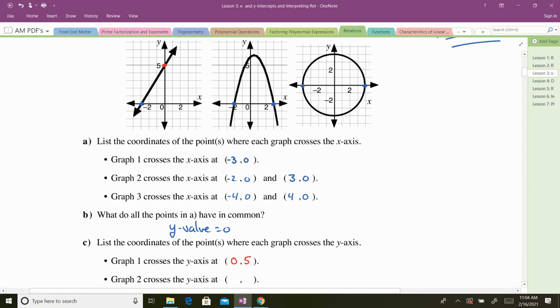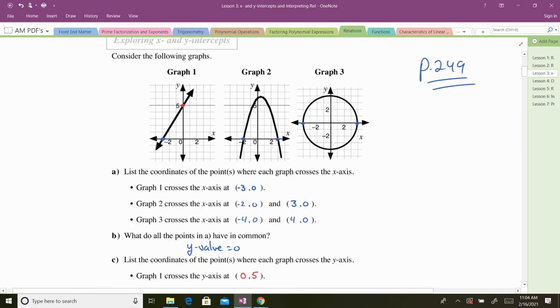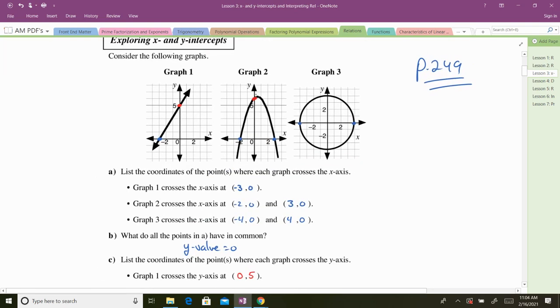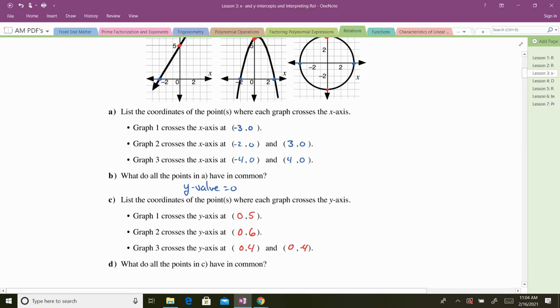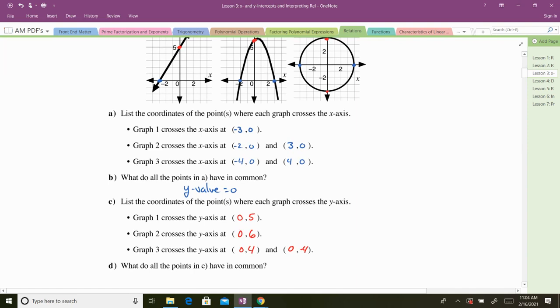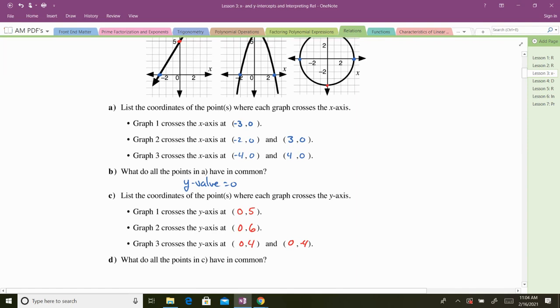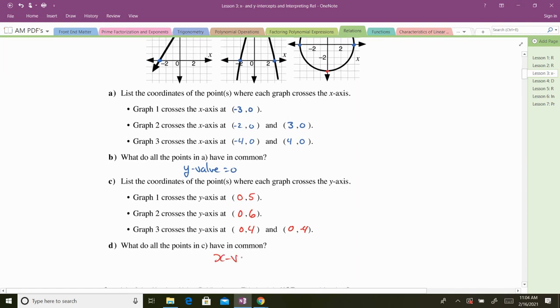What about graph 2? Where does it cross the y-axis? Okay, so what do we write? 0 and 6. And the final one, there you go. 0 and 4, and 0 and -4. What do all these have in common? So the x value equals 0.